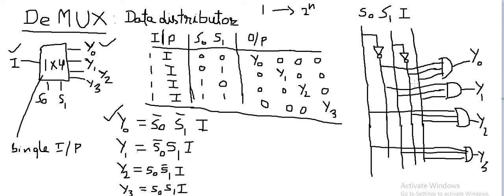And here the representation will be S0, S1 and S2. S2 will again be introduced here, so that is the only difference, and we have 8 outputs in that case. So this is all for the demultiplexer.